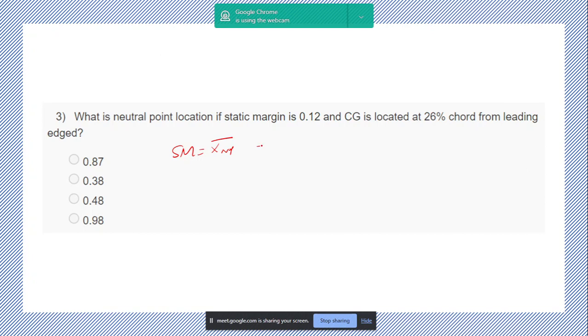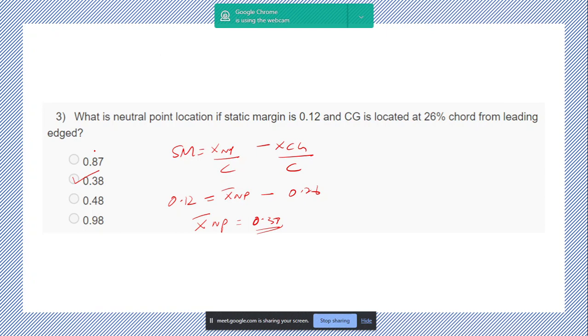Okay, so x bar NP minus x bar CG, divided by the mean aerodynamic chord. So your static margin is 0.12. So is this aircraft stable or unstable? Exactly, correct. So your x bar NP minus x bar CG is 0.26. So x bar NP is 0.38.